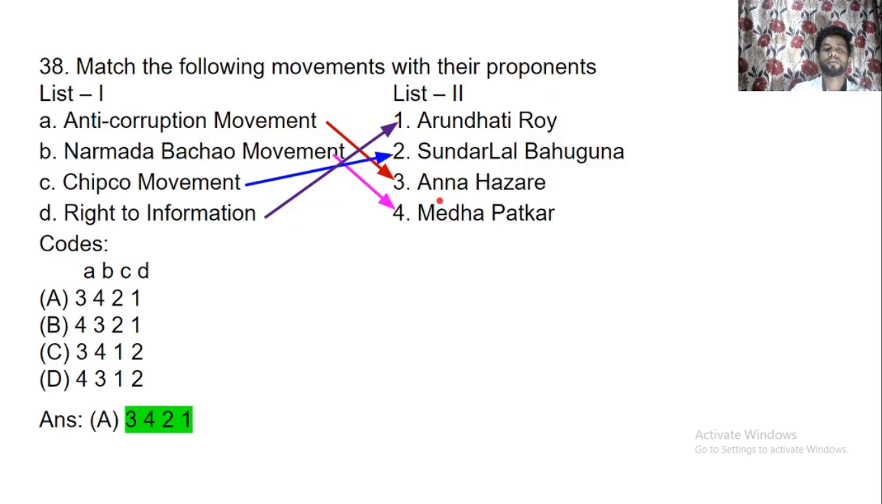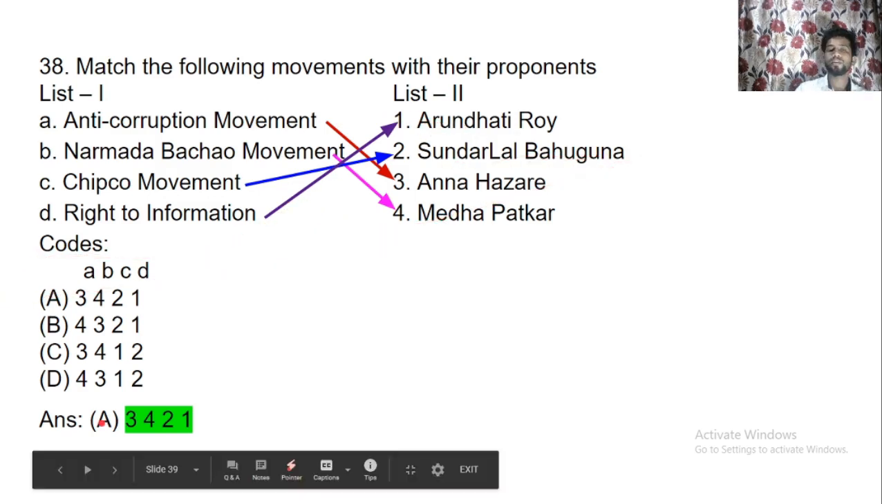Anti-corruption movement, the proponent is Anna Hazare. Narmada Bachao movement, the activist was Medha Patkar. Then Chipko movement, the activist was Sunderlal Bahuguna, and Right to Information, Arundhati Roy. So this will be your correct sequence.